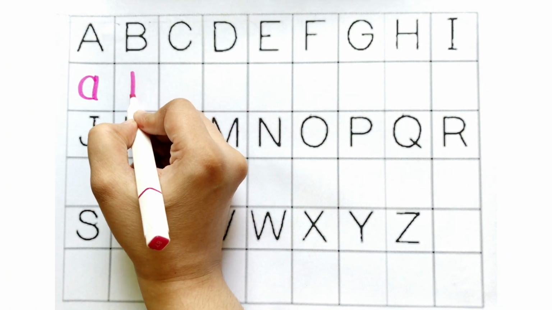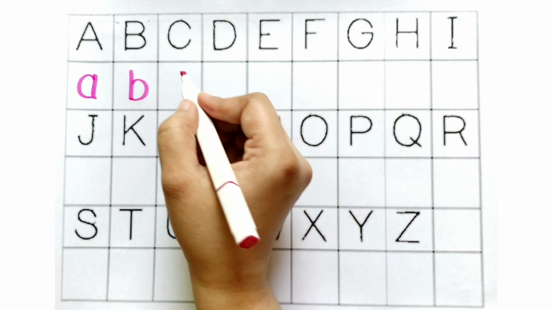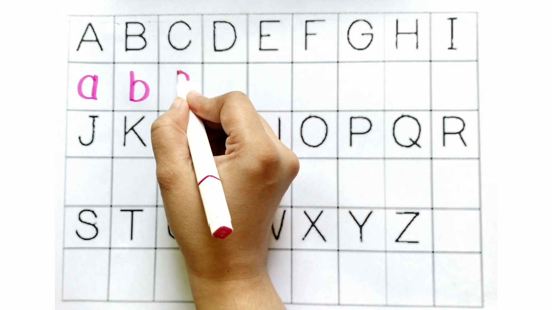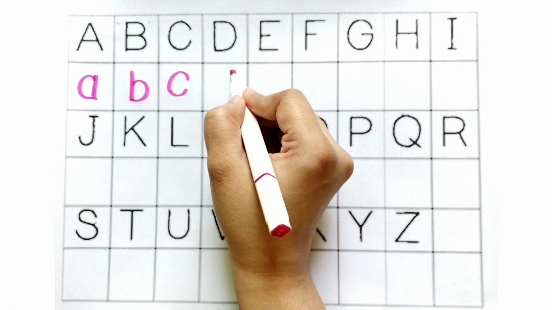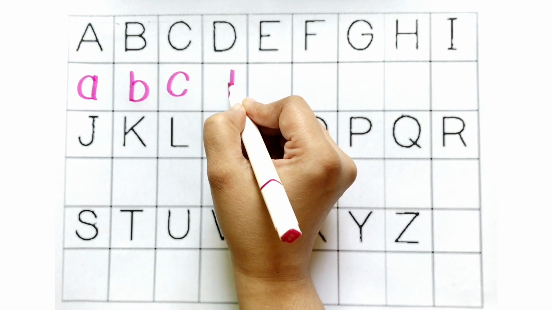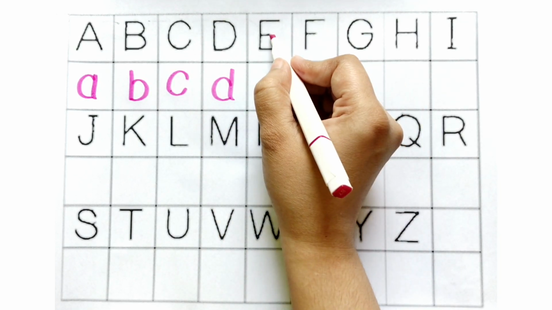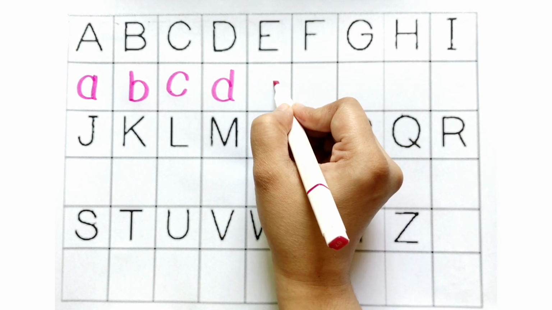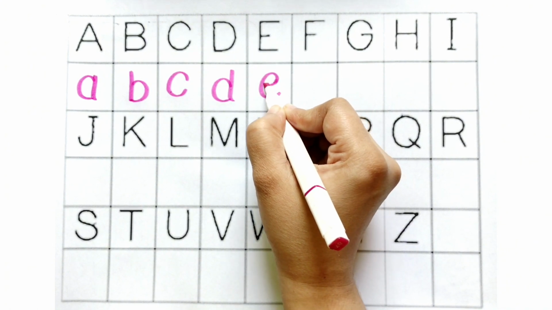Lowercase letter B. B for butterfly. Lowercase letter C. C for candy. And lowercase letter D. D for dog. Lowercase letter E. E for elephant.